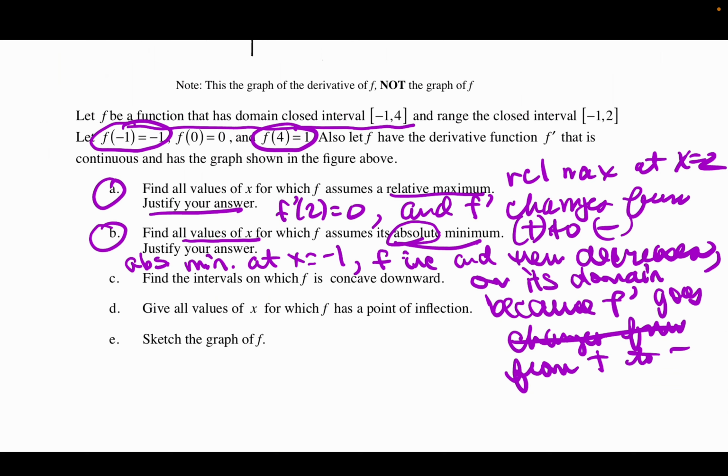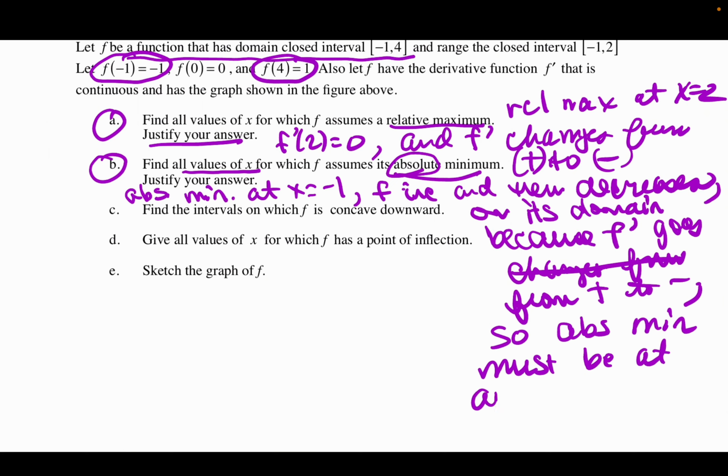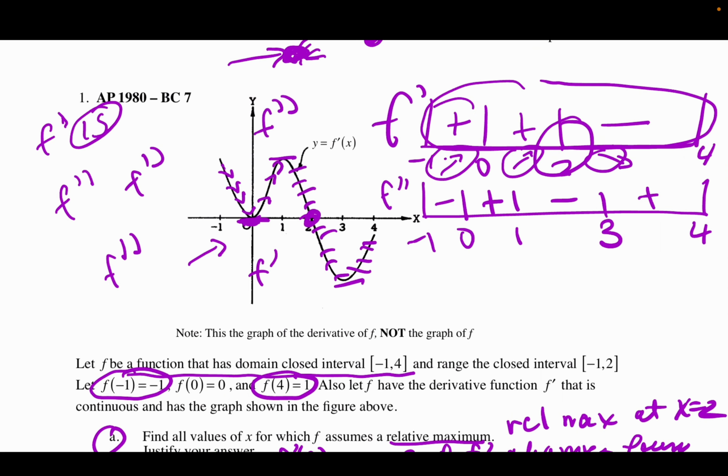Let's see what else I said here. So absolute minimum is at one of the endpoints. I think I would say that. So absolute minimum must be at an endpoint. And we know that f of -1 is less than f of 4. Okay. So again, we knew that because of our derivative being positive and negative, we knew our function increased and then decreased.